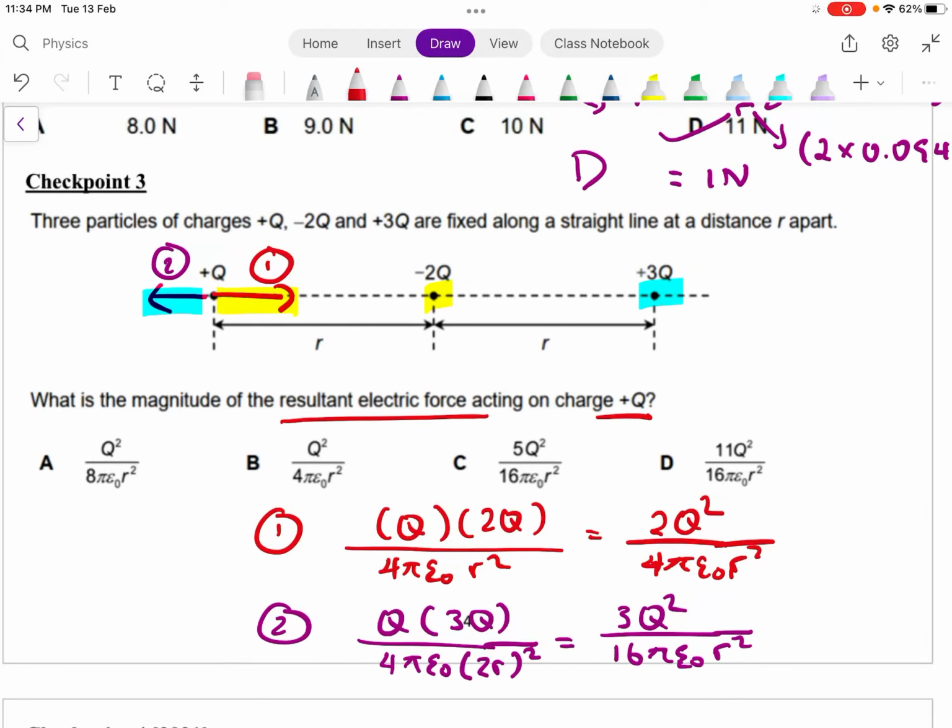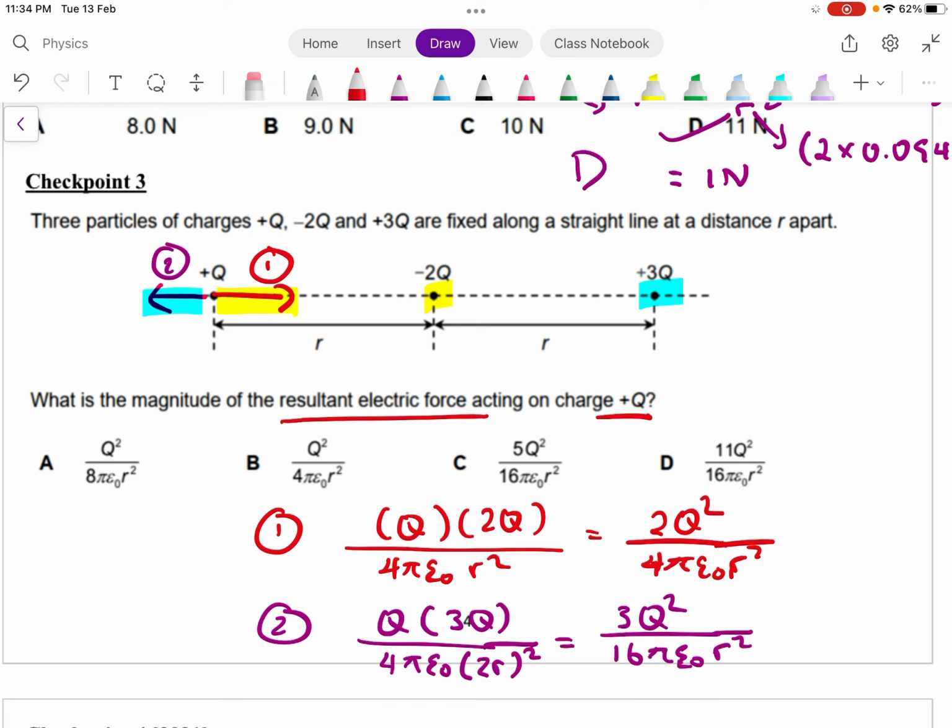Okay, so let's go through checkpoint 3. We have these three particles of charge positive q, negative 2q, and positive 3q, fixed along a straight line at a distance r apart. What is the magnitude of the resultant electric force acting on the positive q charge?